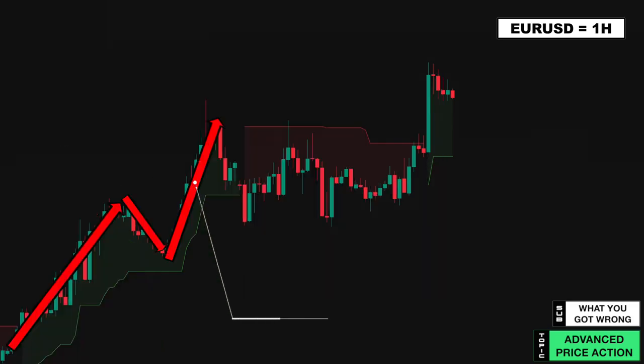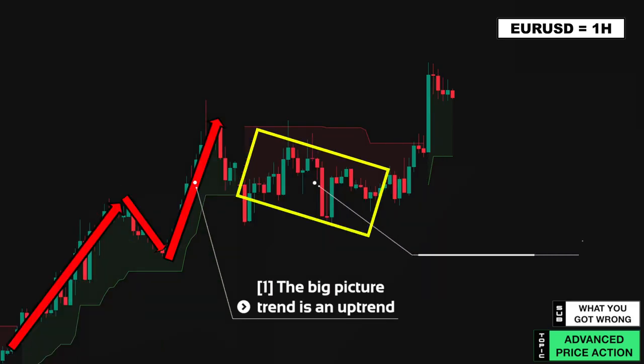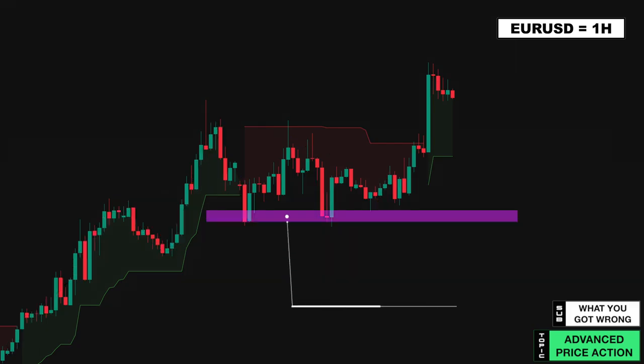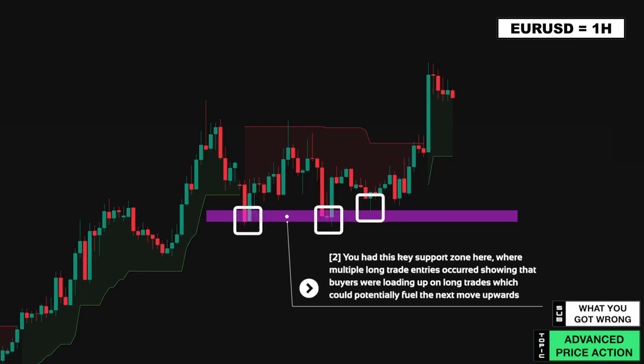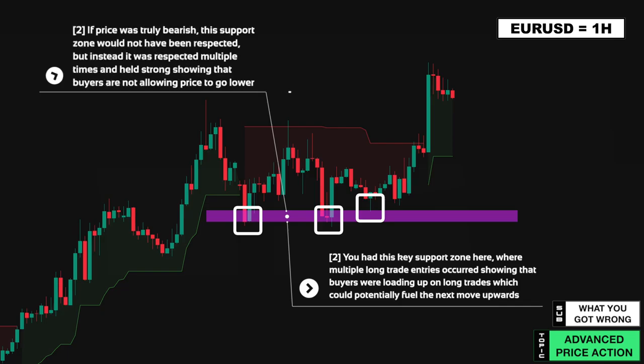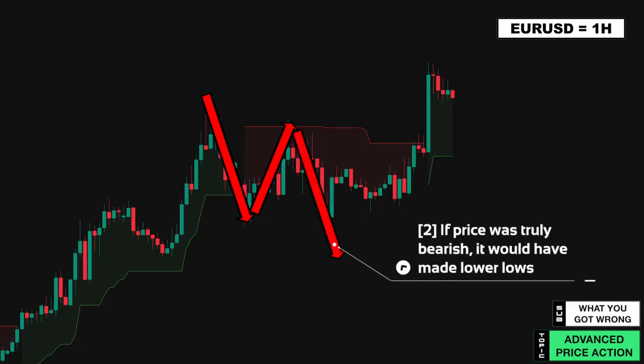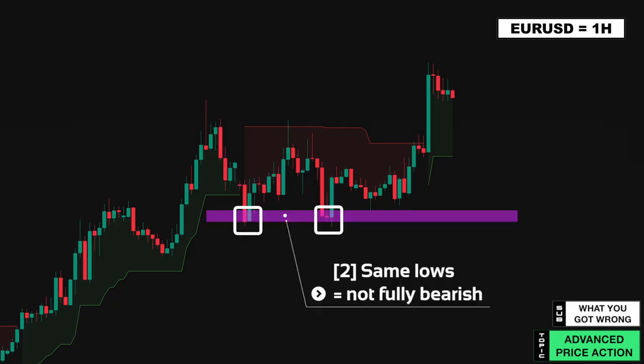1. The big picture trend is an uptrend, meaning this could just be a short-term pullback and not a true trend change. 2. You had this key support zone here where multiple long trade entries occurred, showing that buyers were loading up on long trades, which could potentially fuel the next move upwards. If price was truly bearish, this support zone would not have been respected, but instead it was respected multiple times and held strong, showing that buyers are not allowing price to go lower. If price was truly bearish, it would have made lower lows instead of same lows.